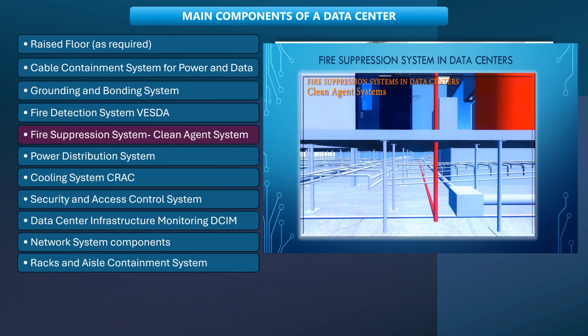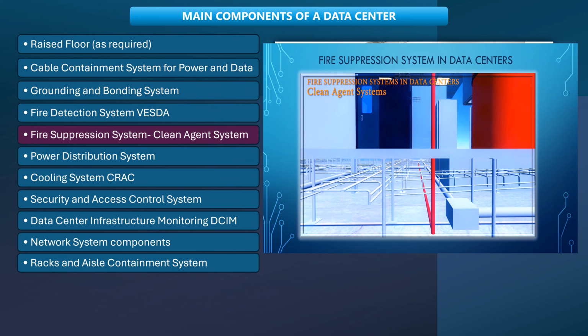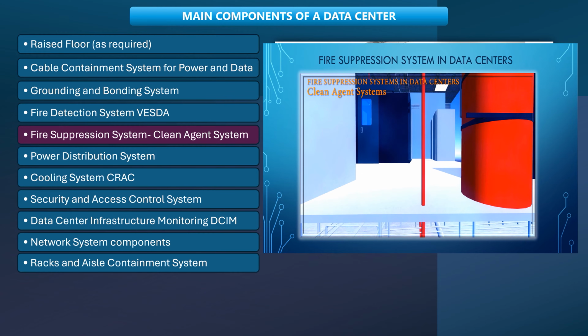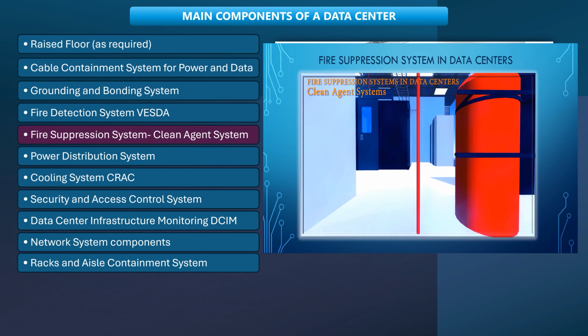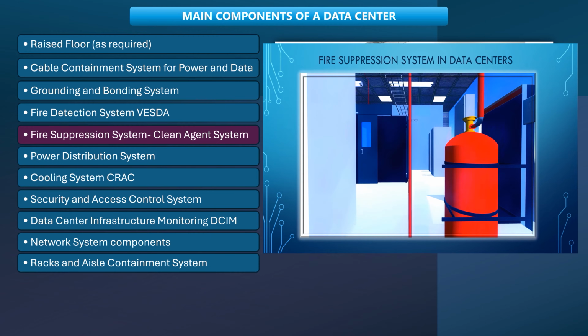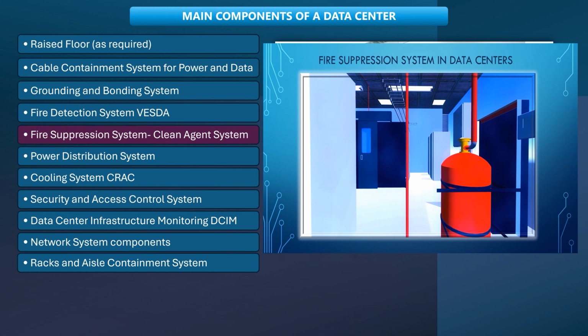The definition for a clean agent as per NFPA 2001 is a volatile or gaseous fire extinguishant that is electrically non-conducting and does not leave a residue upon evaporation. The agent is kept in liquid form in pressurized cylinders.